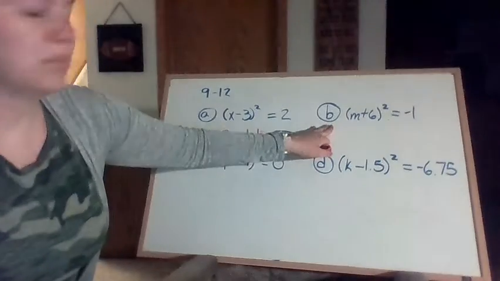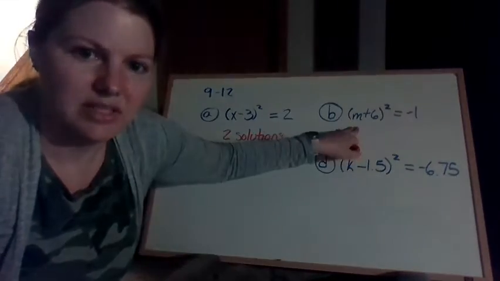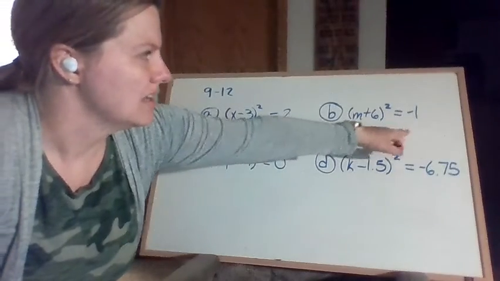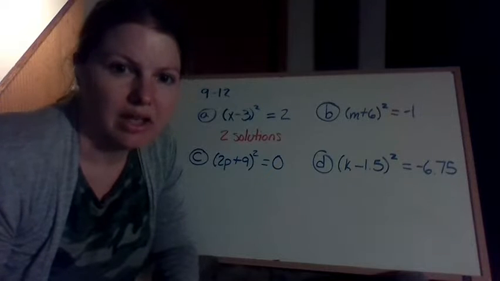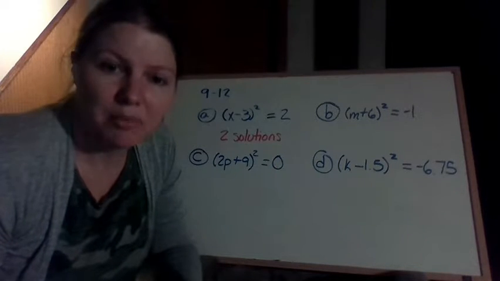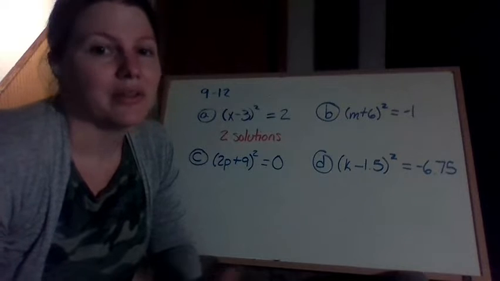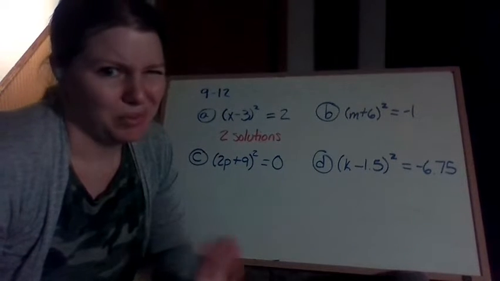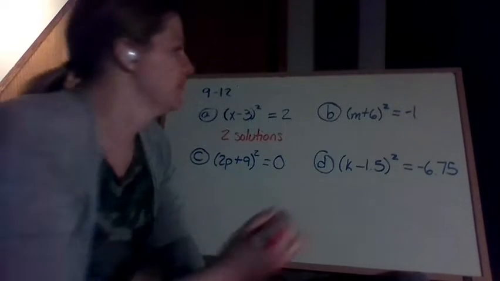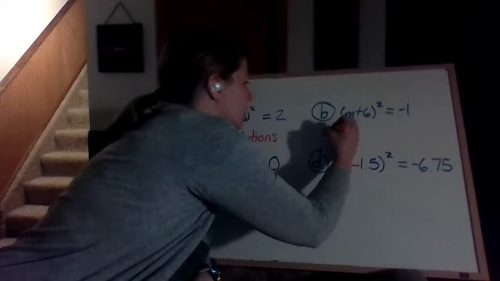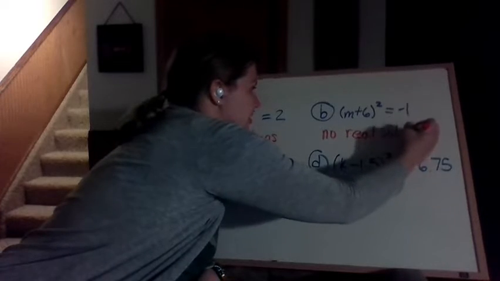Okay, looking at letter B, same idea. Take the square root of both sides, and that would tell you that you get n plus 6 equals the square root of negative 1. Now hopefully you thought right away, hey, I can't take the square root of a negative number. So that tells you that there's no solution here. Now, there is this thing called imaginary numbers, but we won't get into it right now, so there's no real solution, at least not yet. So no real solutions.